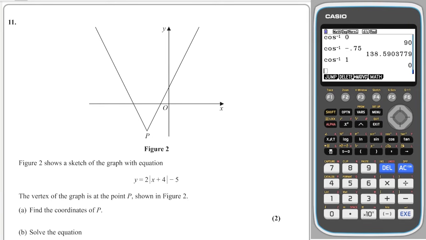Okay, next question. I'm asked, I've got a modulus function graph and it's drawn for me. That's lovely, thank you very much. Find the coordinates of P. So P is the minimum point.